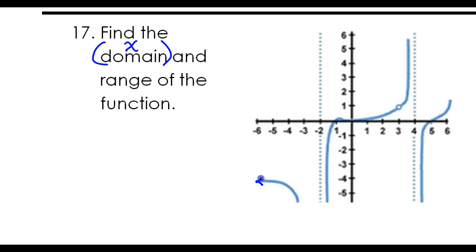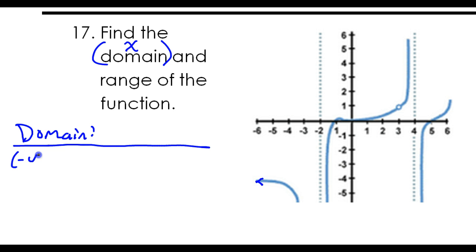This is going to the left forever. So that's why for the domain, we're going to start at negative infinity because we're coming in from the left. Now this thing is going to approach the vertical asymptote here at negative 2. So this branch is going from negative infinity over to negative 2. We're going to leave that round because you can't touch an asymptote.